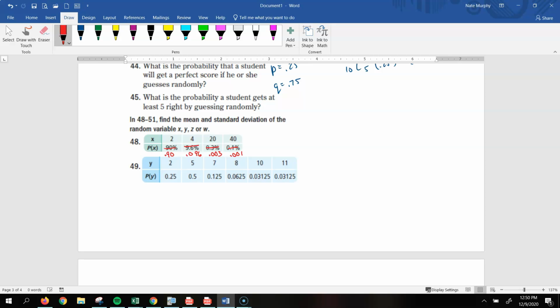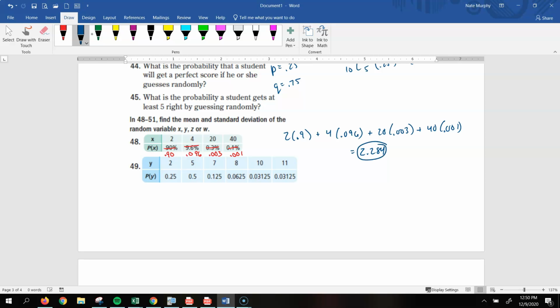So to find the mean, I'm going to take each value for x and multiply it times the probability. So 2 times 0.9 plus 4 times 0.096 plus 20 times 0.003 plus 40 times 0.001. And again, this is one where you type this in on your calculator. When you do that, you get 2.284. That would be the mean.